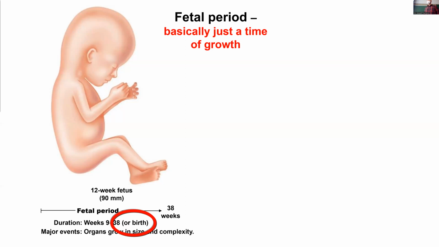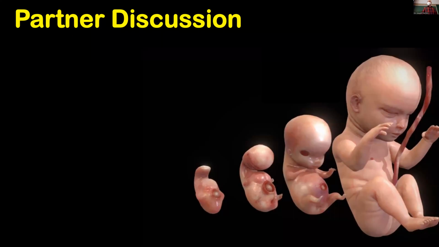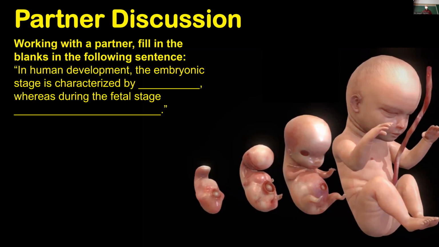I'm going to pause here for a second and have you turn to a partner and do a quick activity. I want you to talk with a partner and basically fill in the blanks from this sentence. In human development, the embryonic stage is characterized by blank. So it's going to be more than one word, a phrase here. Whereas during the fetal stage, blank. So just work with a partner or 3 people if it's easier, and see how you would fill in this sentence. And then I'll give you a couple minutes to do that, and then we'll do the next step.